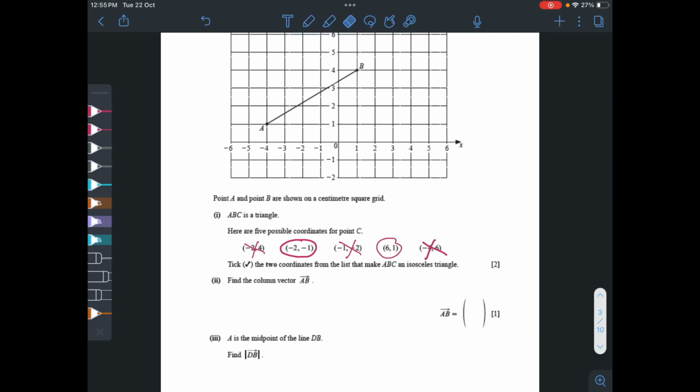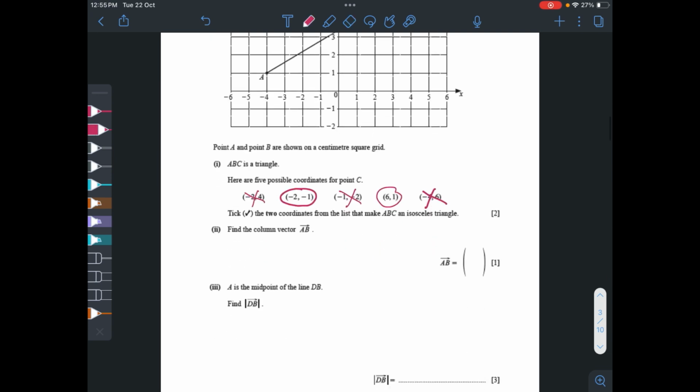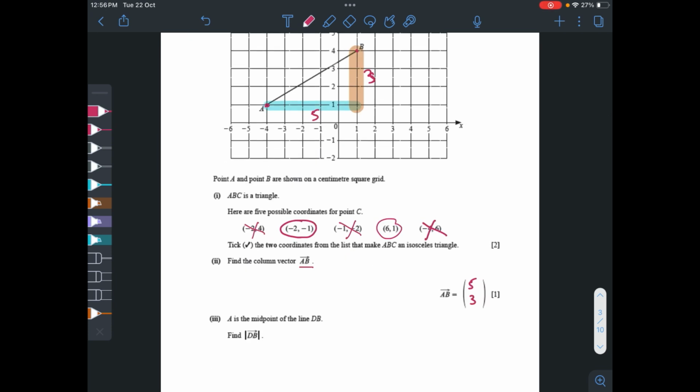The next part says, find the column vector AB. Column vector AB means you go from A all the way till B. So count the horizontal distance first. You go 1, 2, 3, 4, 5 units to the right. That means 5 units over here. Then you go 1, 2, 3 units up. So it is 5 and 3. You write 5 and 3 over here.